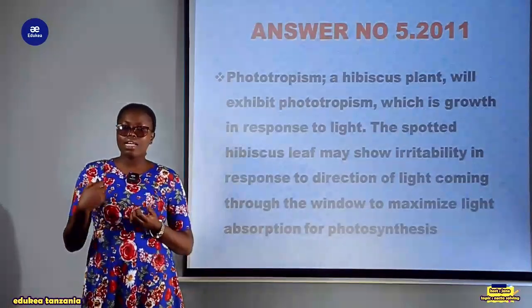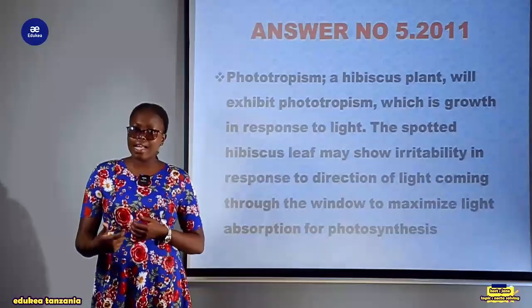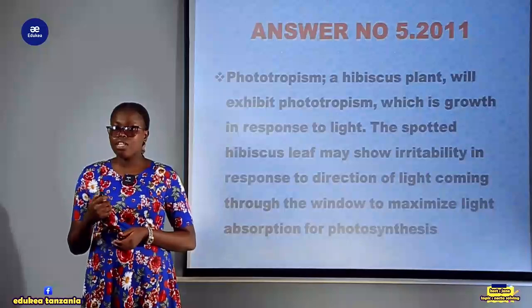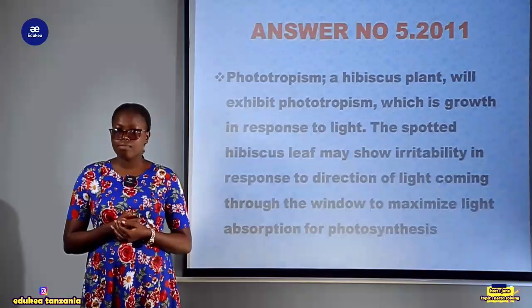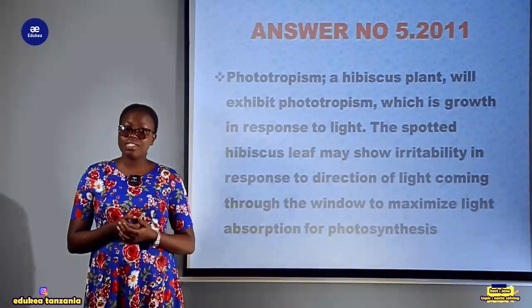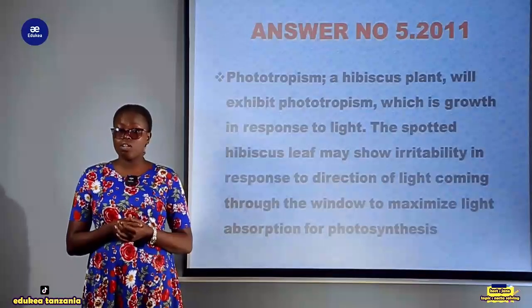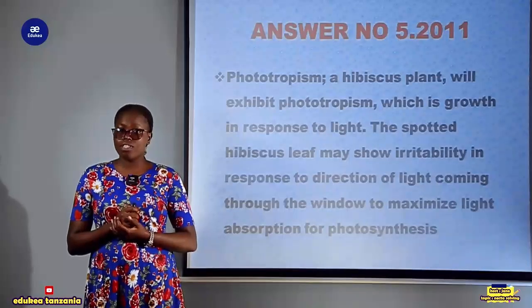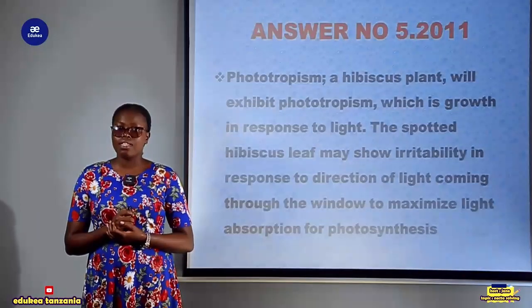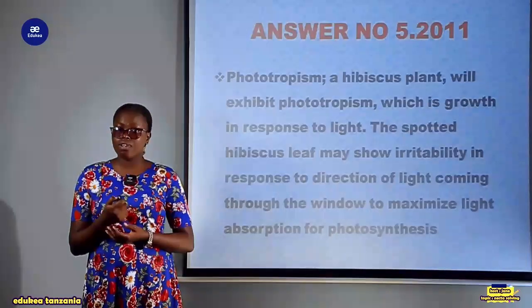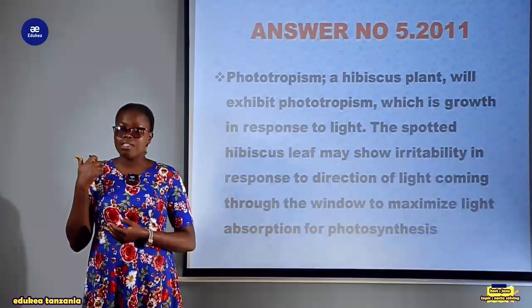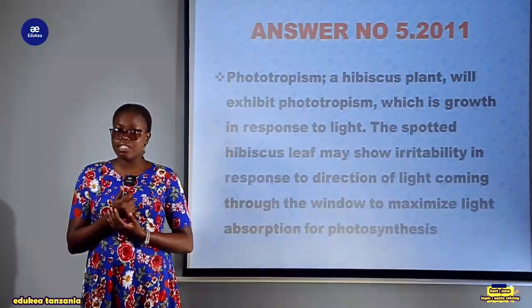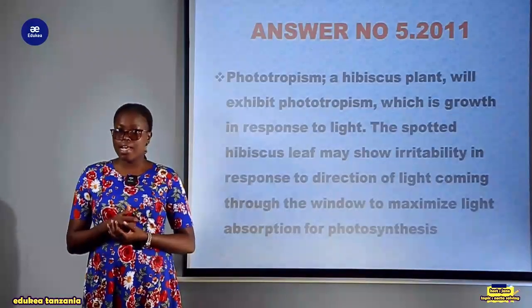As they grow to respond to light, because we know that light is one of the raw materials for photosynthesis to take place, by converting water and carbon dioxide to form glucose. So by the use of chlorophyll, which is found within the leaf of the green plant, the hibiscus plant will tend to exhibit a growth response to change in light intensity by following the light which is coming near the window.